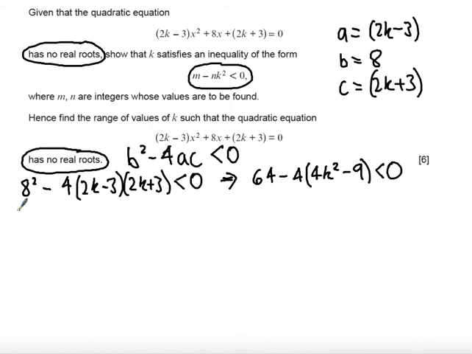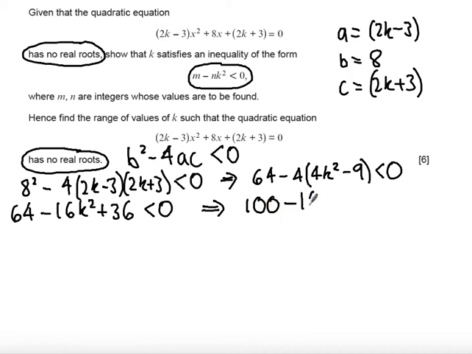Now I need to expand out the bracket, so I get 64 minus 4 times 4k², which is 16k². Be careful on this one, minus 4 times minus 9 is plus 36, less than 0. So I can write this as 64 plus 36 is 100, minus 16k² is less than 0. At this stage I've satisfied the requirement to write it in the form m - nk² < 0. So let's rearrange this and actually solve it.